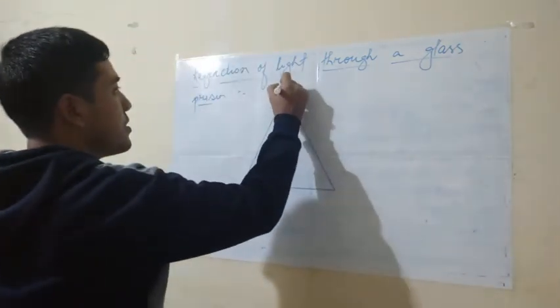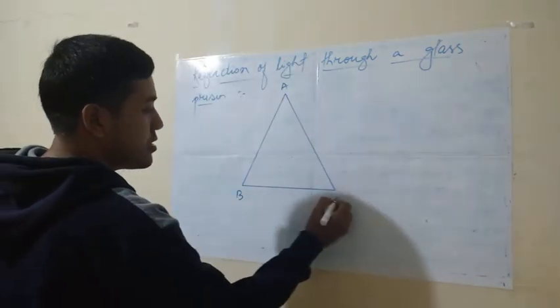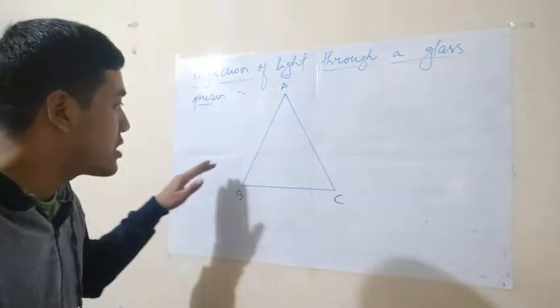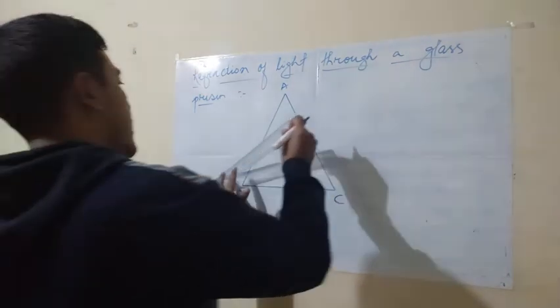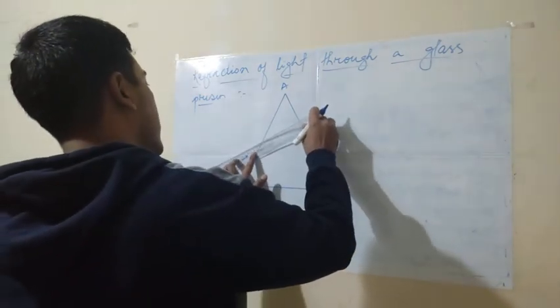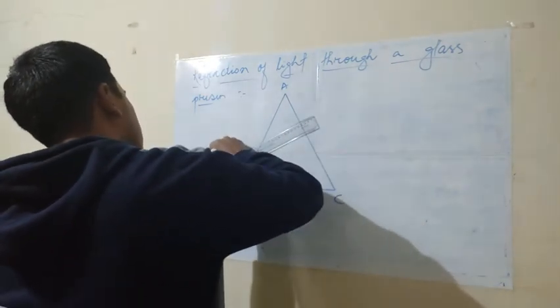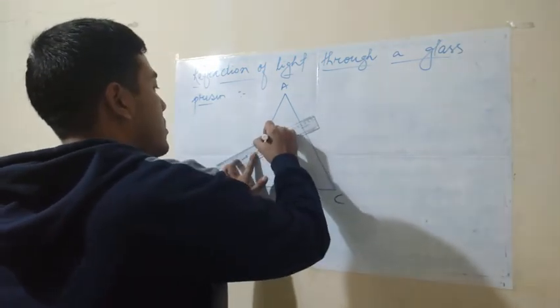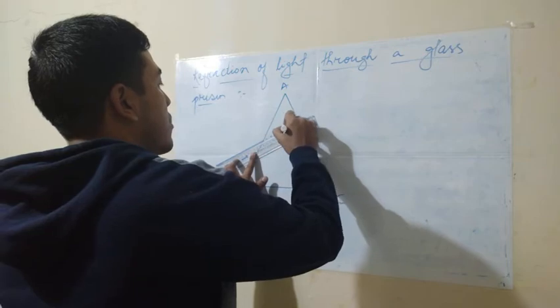This is the prism, this A, this B, this C. This is the prism, right? I will draw one incident ray, okay? I will draw this incident ray, and I will draw this one dotted line. It will go like this.